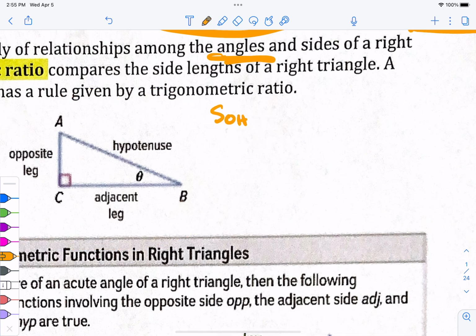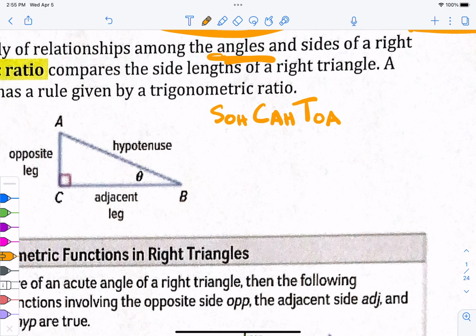Write this down. S-O-H-C-A-H and T-O-A. I purposely make the S, the C, and the T bigger, so try to do the same. SOHCAHTOA. You're going to know what this thing means. You're going to use this a lot. SOHCAHTOA.